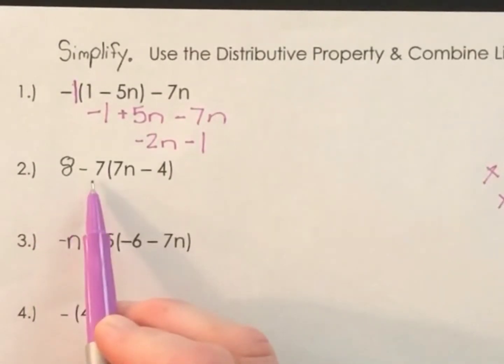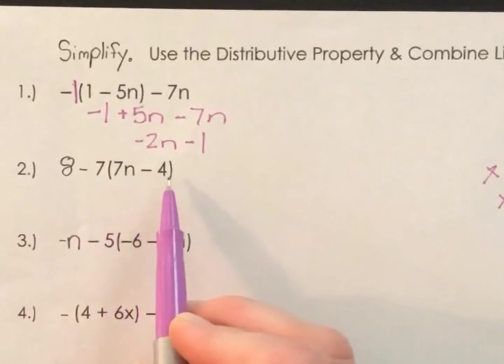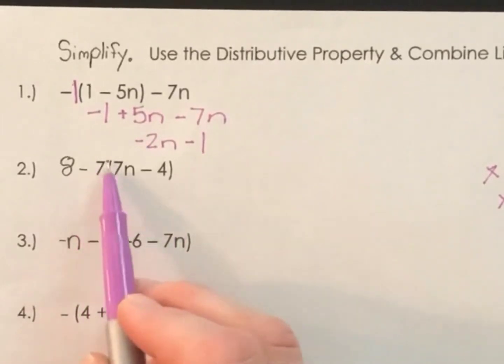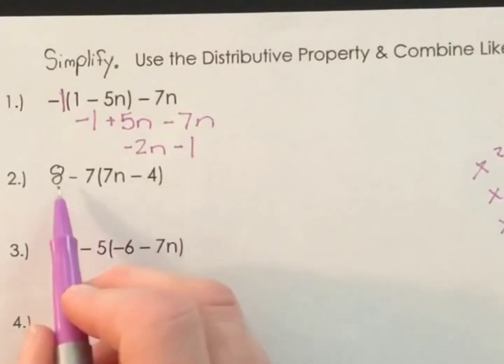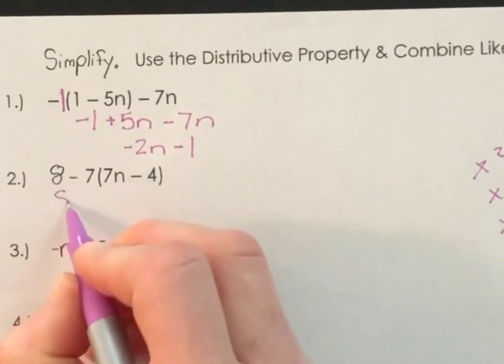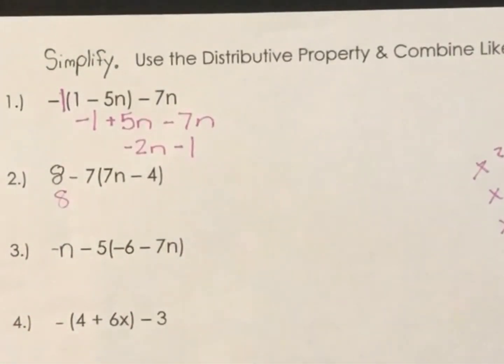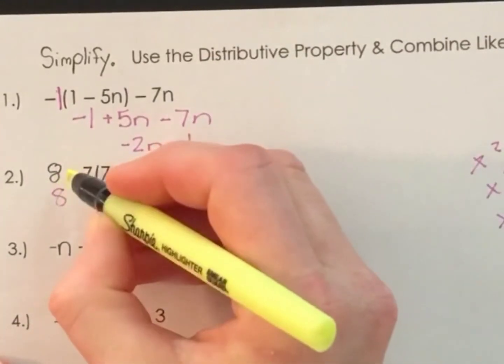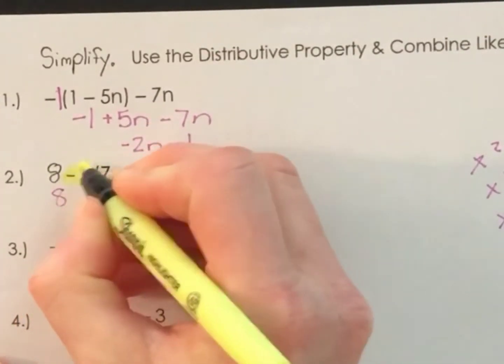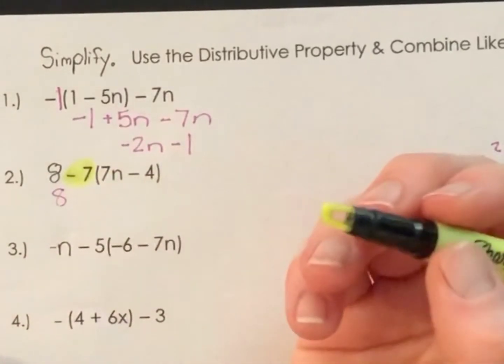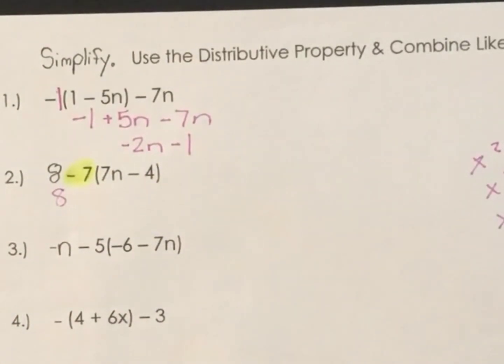8 minus 7 times 7n minus 4. This time you've actually got a number there. So let's start. I'm going to bring down the 8. And then if you remember correctly, I'm going to use a lighter highlighter this time. If you remember correctly, this is going to be a negative 7. So when we start distributing, we'll use that as a negative 7.